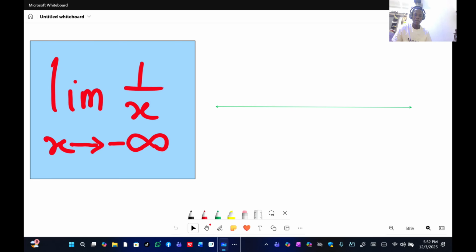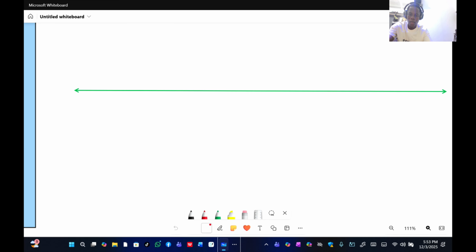We are to find the limit of the function 1 over x as the input x approaches negative infinity. We have answered a similar question, but in that one the input x approached positive infinity. So let us look at how best we can answer this particular question as the input approaches negative infinity.